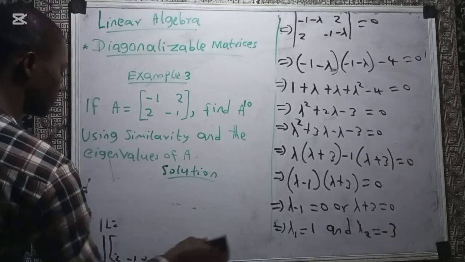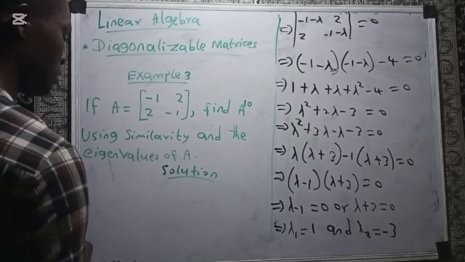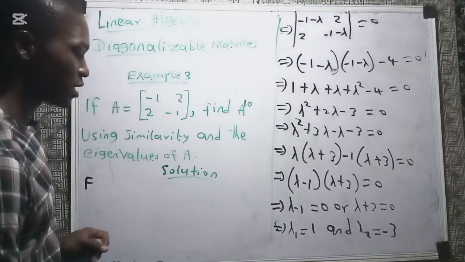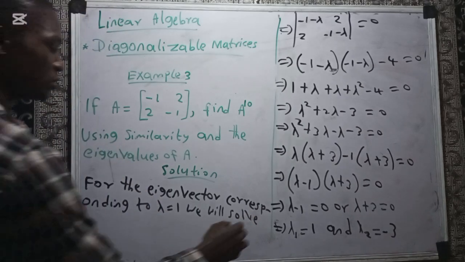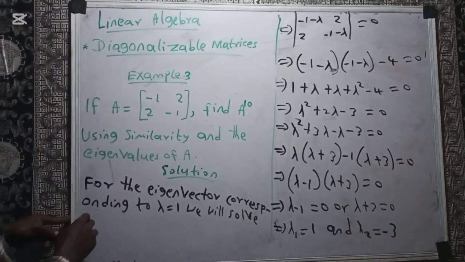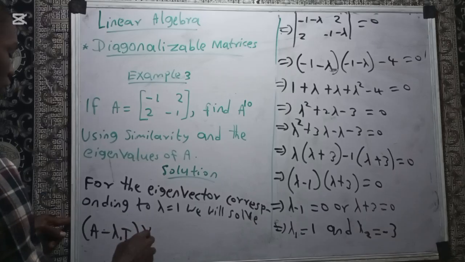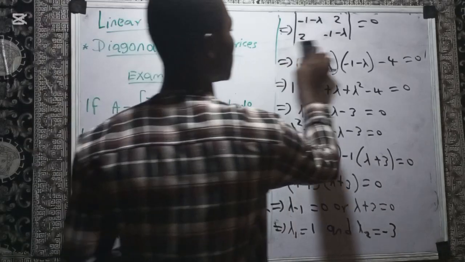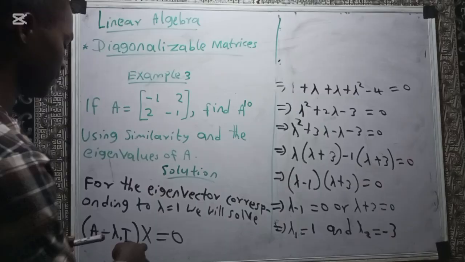So we are going to find, let's find the eigenvectors corresponding to each of the lambda. So for you to get the eigenvector corresponding to lambda equals 1, you solve this equation. A minus lambda sub 1 I multiplied by capital X equated to 0. So this is the equation you are going to solve. So this capital X here is the eigenvector you are looking for.